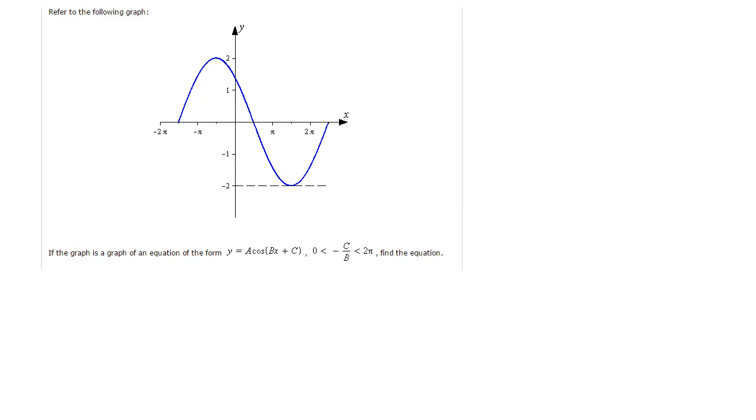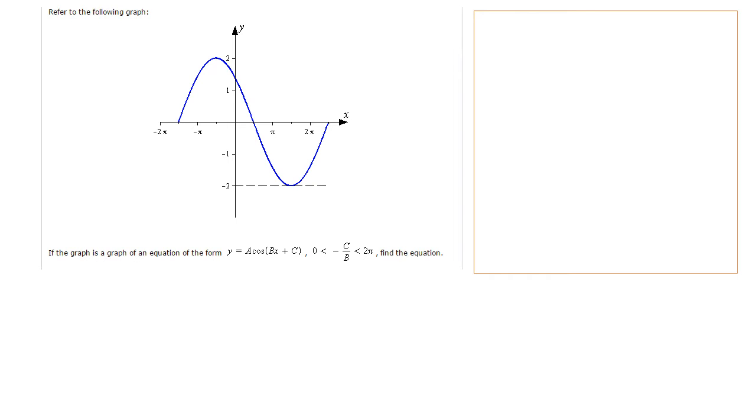Okay, I've been asked to help with this problem, and it's one of the ones where we're given a graph and we're told to find the equation that would result in that graph. We're told that it is a graph of an equation of the form y = a cos(bx + c), where 0 is less than -c/b, which is less than 2 pi. And now you know that -c/b is the phase shift. So you're told that you have a positive phase shift.